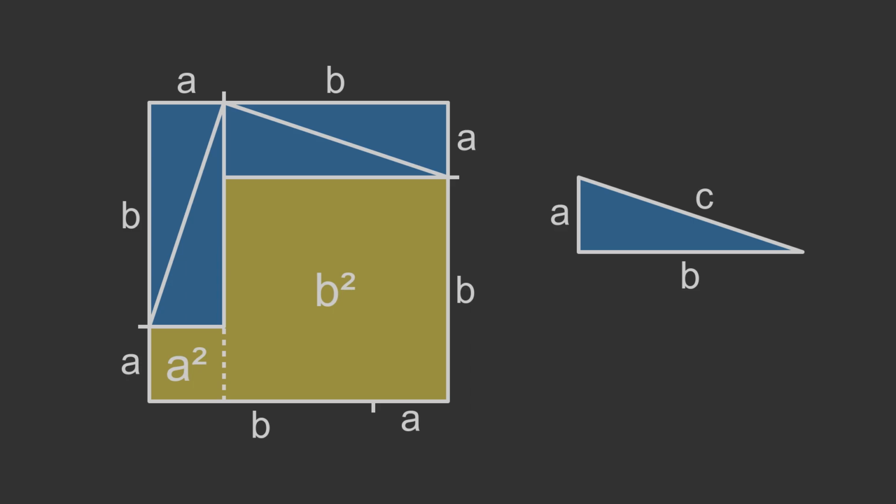Since the area of the outer square hasn't changed, and the area of the blue triangles hasn't changed, it follows that the yellow area must be the same in each case. This means that the old area, c squared, must be equal to the new area, a squared plus b squared. This proves the theorem.